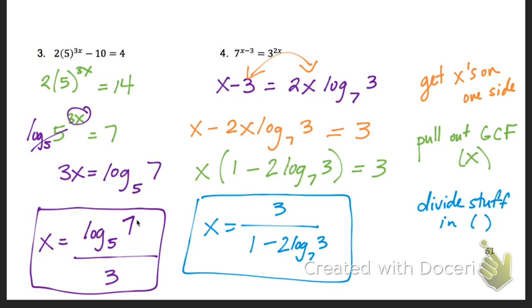So you want to get x by itself. If you follow these 3 steps every single time, it works out that way. Okay, I think that's all of them. Yes? Next one.